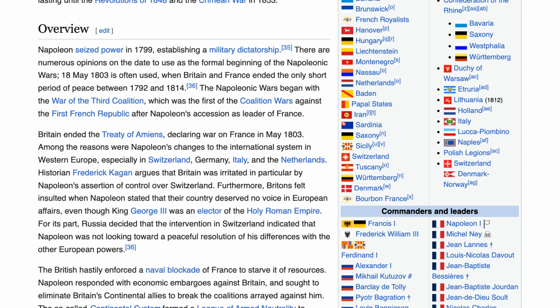The so-called Continental System formed a League of Armed Neutrality to disrupt the blockade and enforce free trade with France. The British responded by capturing the Danish fleet, breaking up the League, and later secured dominance over the seas, allowing it to freely continue its strategy.